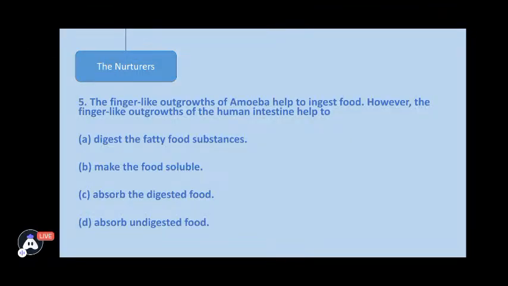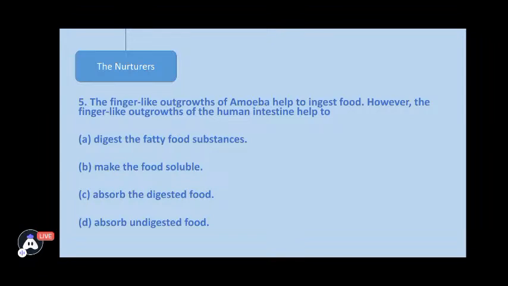The finger-like outgrowths of amoeba help to ingest food. However, the finger-like outgrowths of the small intestine help too. We have studied that finger-like projections are present in amoeba as well as in the human intestine. They are telling us that amoeba's finger-like projections help to ingest food. So what is the function of the finger-like projections in the small intestine?